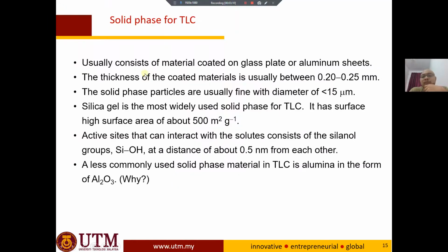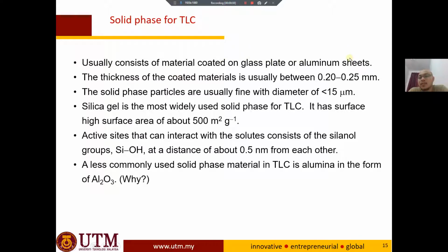So before we go further into the procedure to develop the TLC, let's look into the basic components, like in paper chromatography. What is the solid phase? What is the stationary phase? What is the mobile phase? The solid phase, of course, usually consists of material coated on glass plates or aluminum sheets.